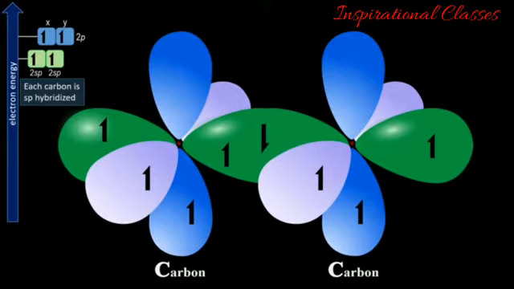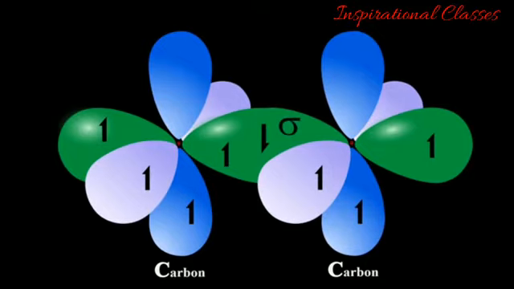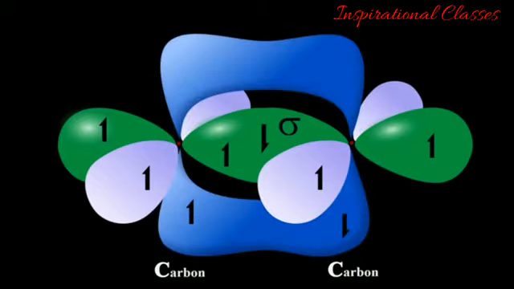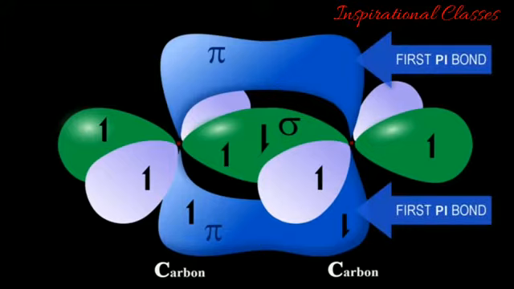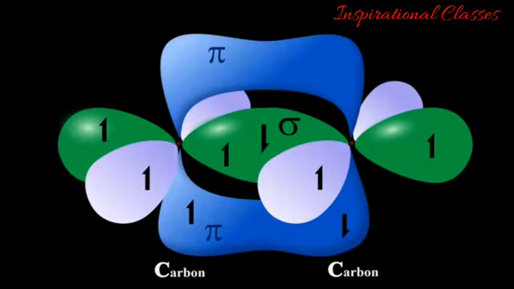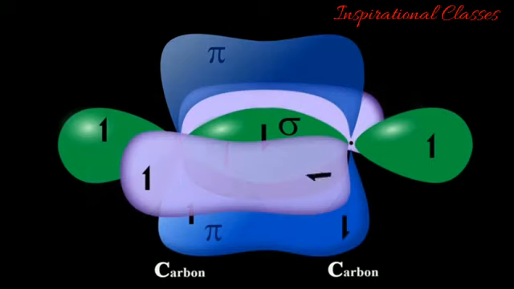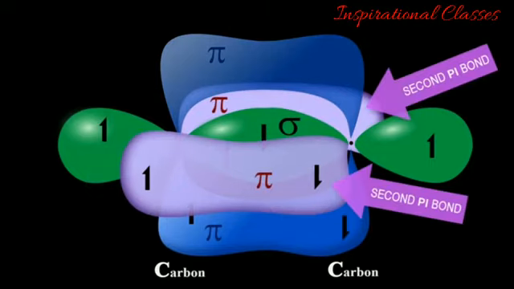sp orbitals from both carbons overlap, forming a sigma bond. The upper lobes of the blue 2p orbitals overlap, as do the lower 2 lobes, creating the first of the 2 pi bonds. Can you guess where the second of the 2 pi bonds comes from? Yes, that's right. It is the overlapping of the violet 2p lobes.